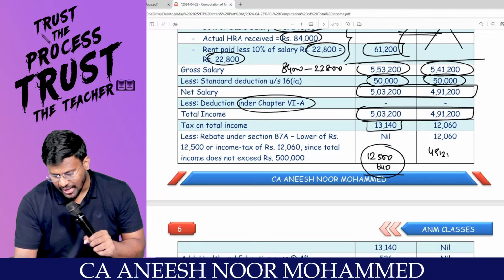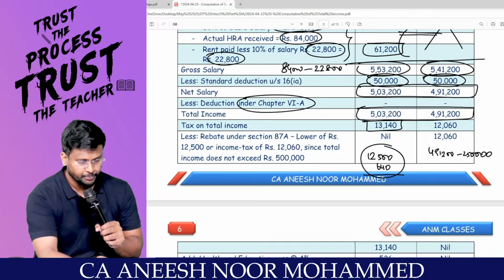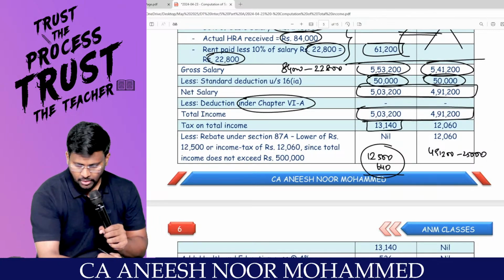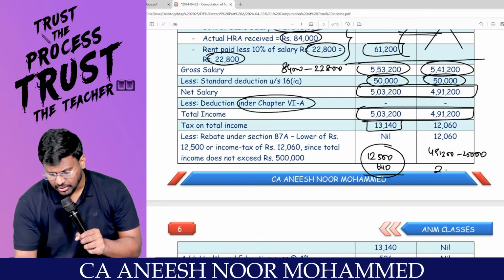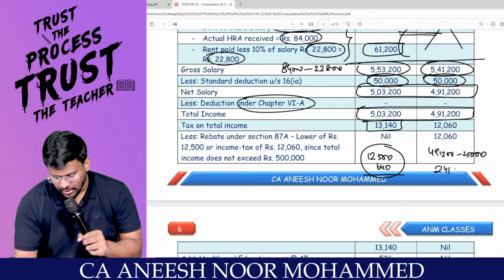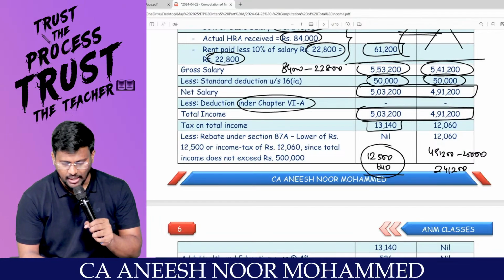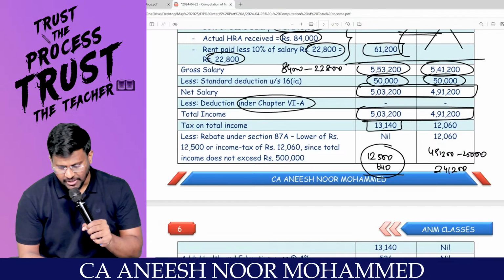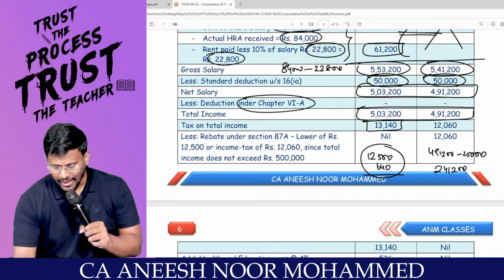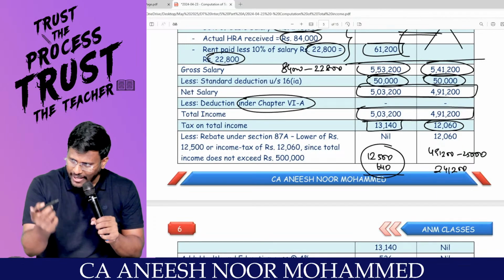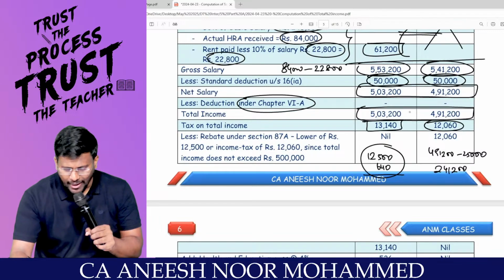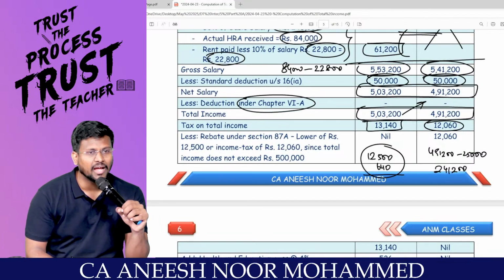Coming to the next person, sir, up to 2.5 lakhs nil. 4,91,200 minus 2,50,000 comes to 2,41,200. 2,41,200 into how much percent? 5% comes to 12,060.